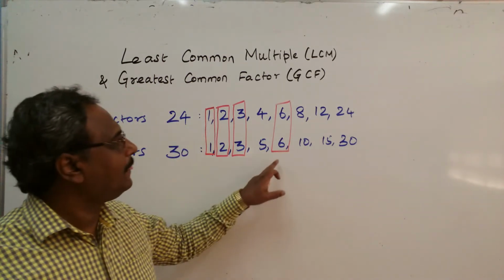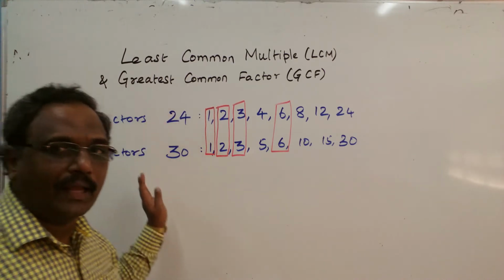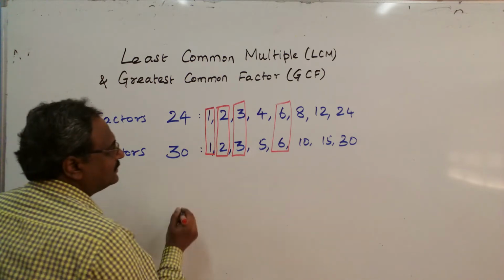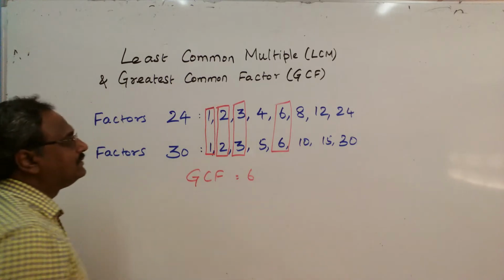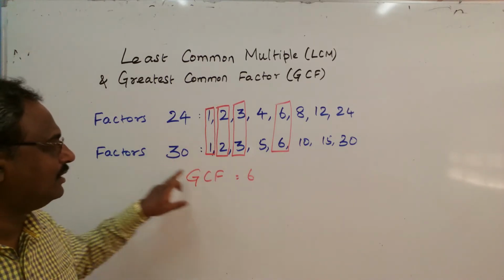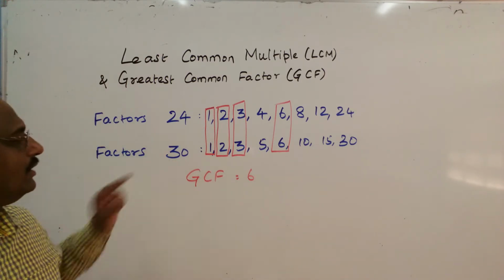When we are talking about the greatest, the meaning of greatest is nothing but I am going to take the big number. What is the highest number here? 6. So the GCF is 6. The greatest common factor for 24 and 30 is 6.